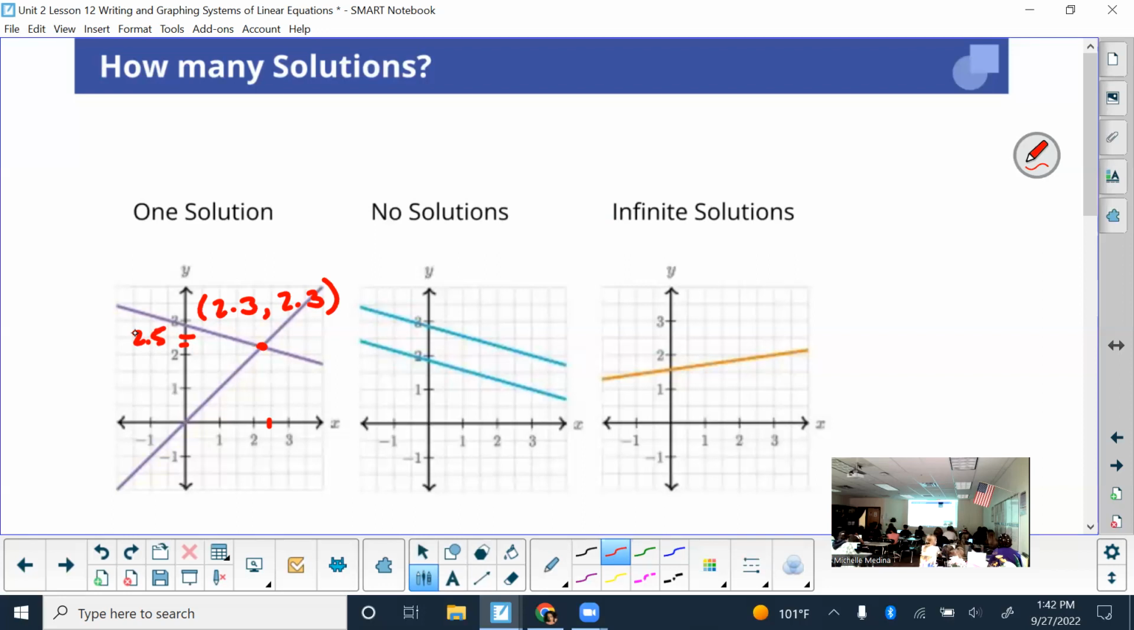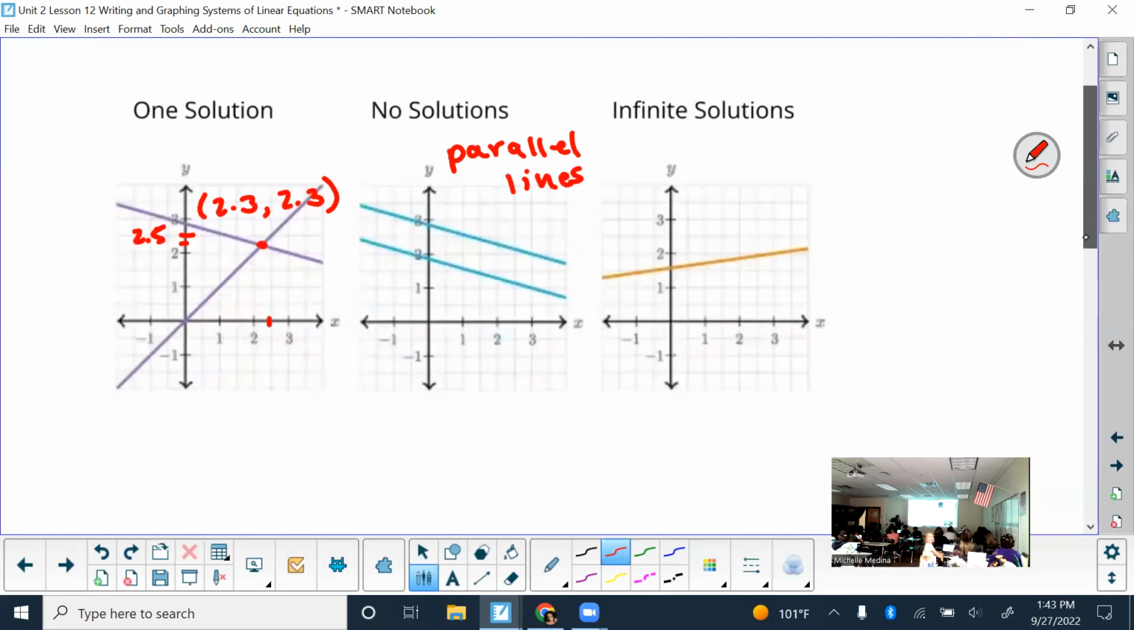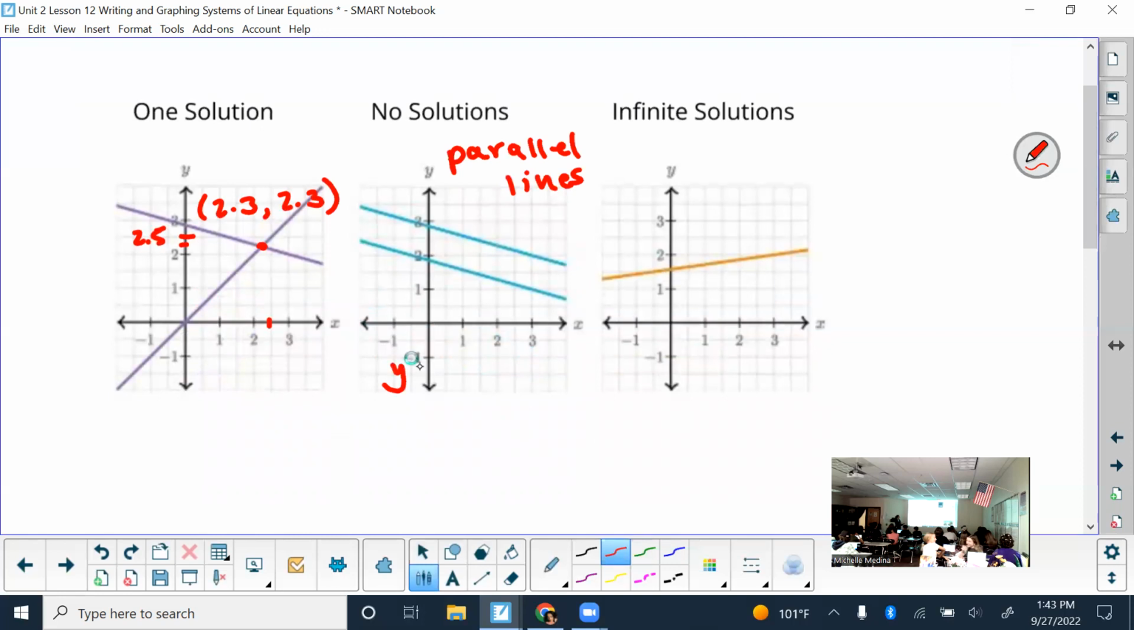What about in the second one? Why are there no solutions? Because the lines are parallel. Perfect. They never intersect because these are parallel lines. What's the space between parallel lines? What do parallel lines have in common? Other than that, they never touch.